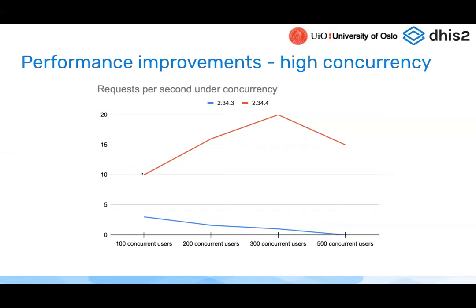With 2.34.4, with improvements and removed bottlenecks, we see that the requests per second increase up until around 300 concurrent users requesting data from the server or sending requests to the server. And then it starts deteriorating, but it's still usable with much higher user counts.